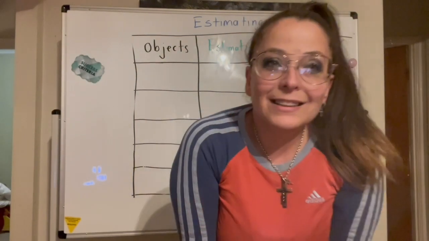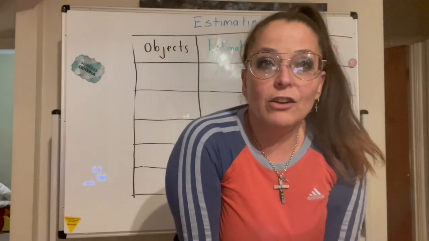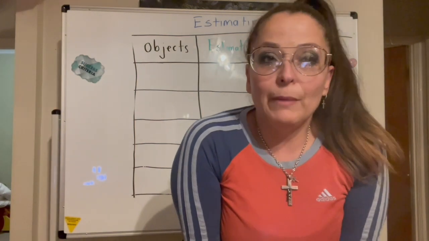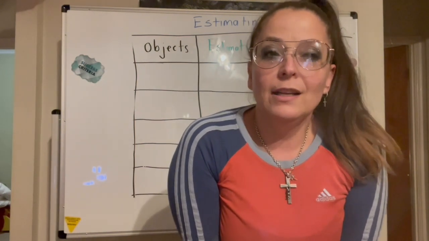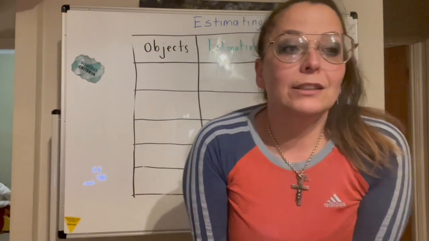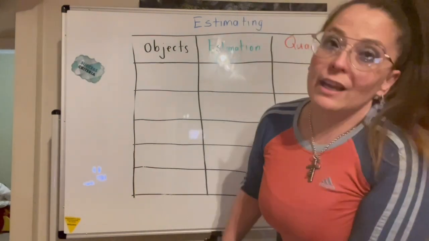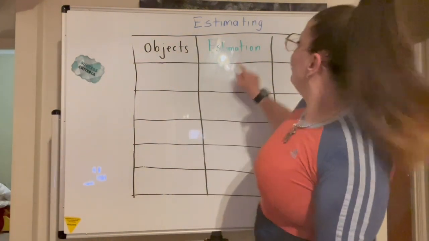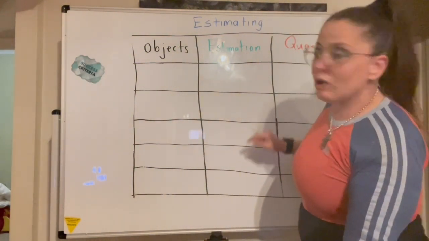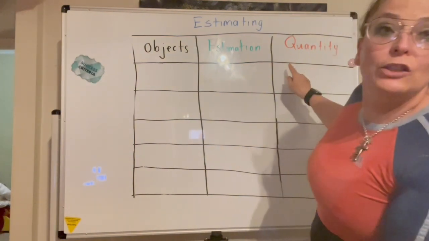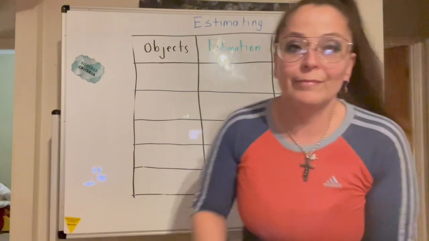counting them. At the end of this lesson, your success criteria is met if you are able to estimate how many objects there are, count them to confirm your estimation, and collect your data and put it in a table. List your objects here, write your estimation in the second column, and count how many there are and put this information in your quantity column.